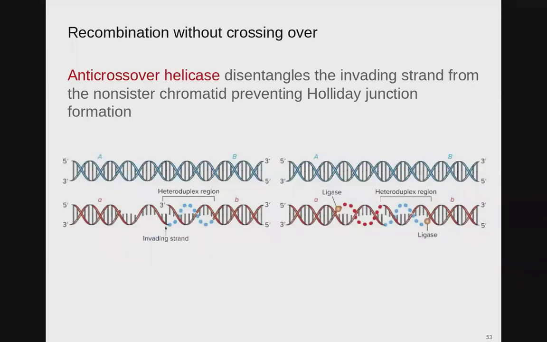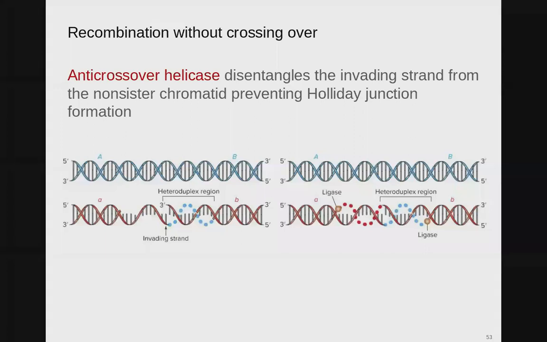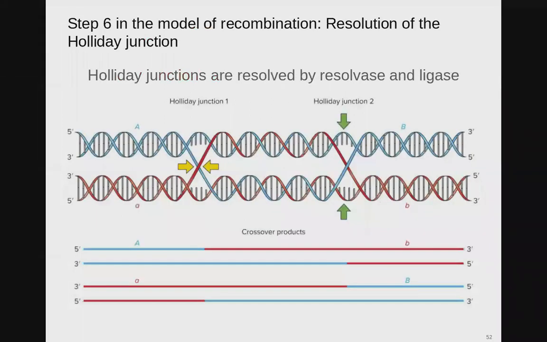Now, recombination can also occur without crossing over, which I think is a pretty cool aspect. Now, anti-crossover helicase, which is kind of a loaded word, but it's a helicase, so it's preventing crossing over, right? That's all it breaks down to be. What it does is disentangle the invading strand from the non-sister chromatid, preventing the formation of a Holliday junction. So we're not getting this forming. It basically just goes, nope, I'm not going to let you invade. We're not forming any Holliday junctions here.